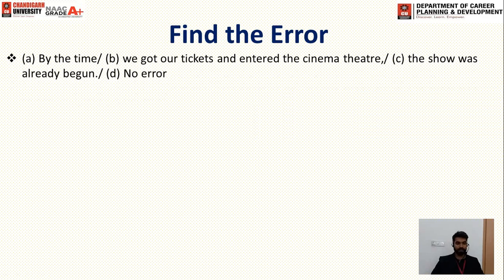Okay, you need to find the error. By the time we got our tickets and entered the cinema theater, the show was already begun. What's the error? The error is in C, use had in place of was. By the time we got our tickets, that means they got their tickets late. The first action was the starting of the show in the cinema hall. The show had, not was.